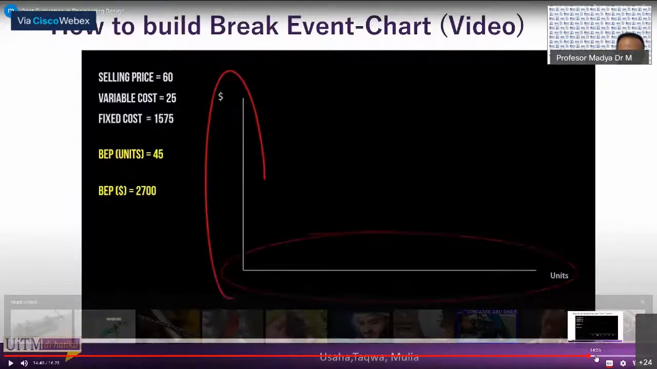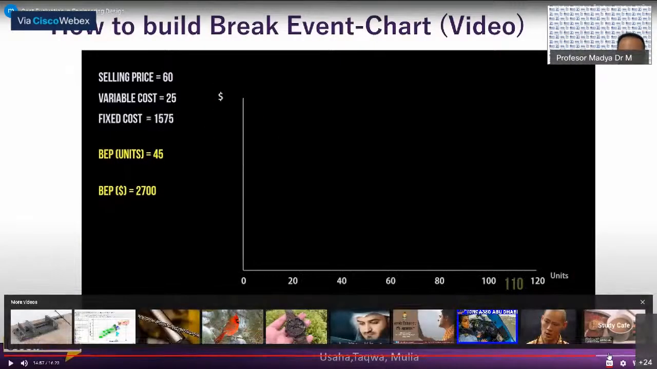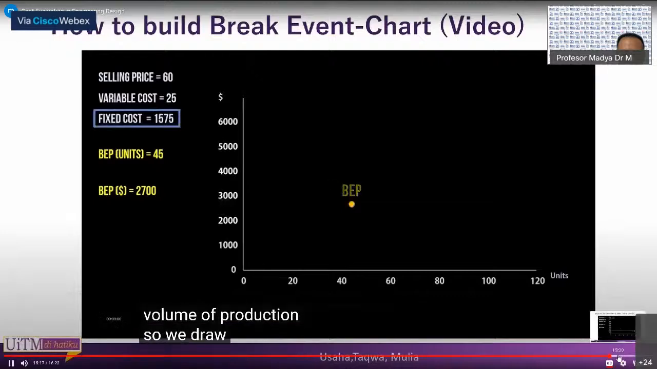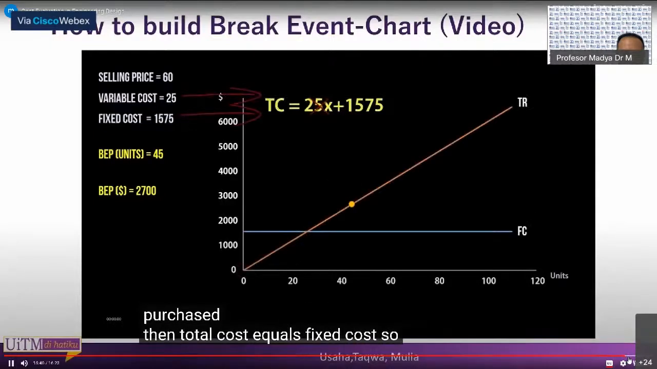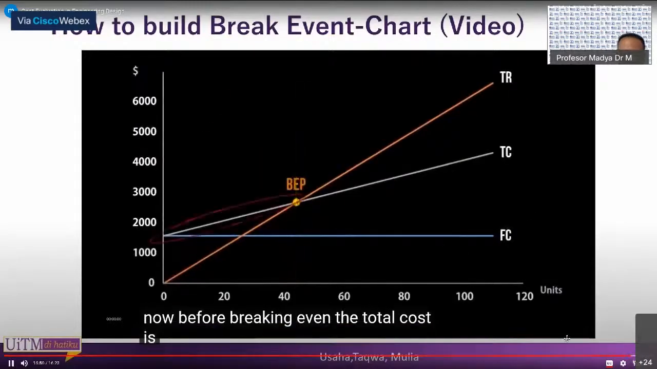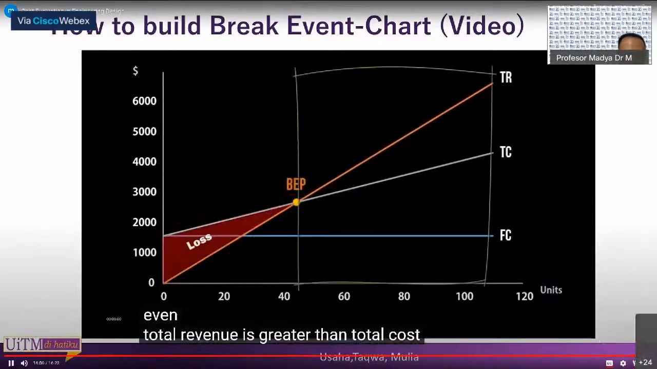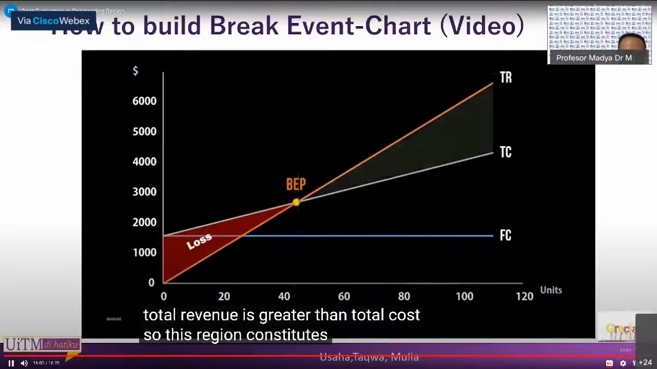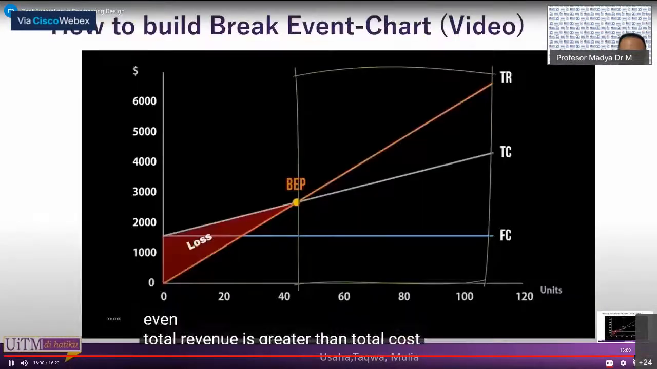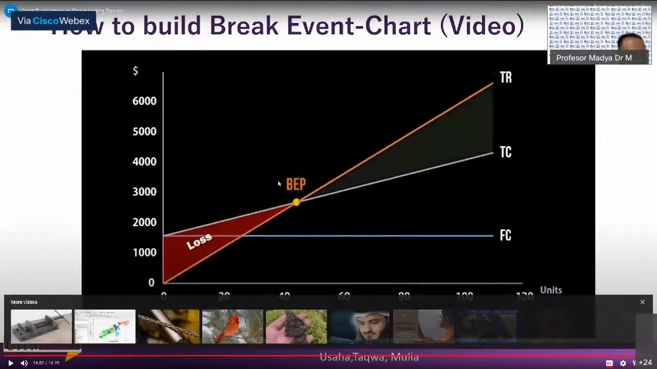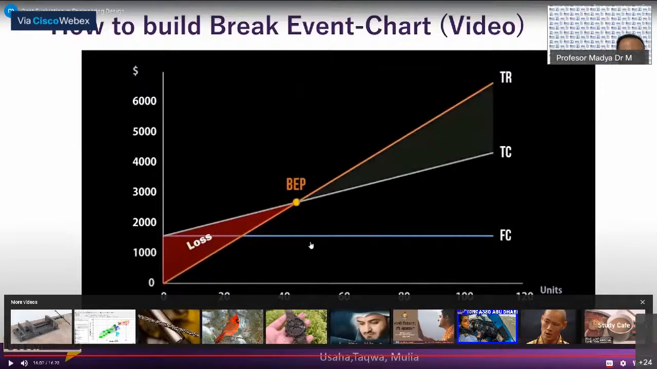Okay. So this is the break-even chart. When we draw the break-even chart, we can know that the total cost is higher than total revenue in this region, so this region constitutes loss. It means you have to sell more than 45 units before you make a profit. If below 45 units, you make a loss.